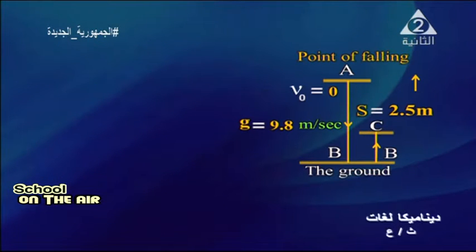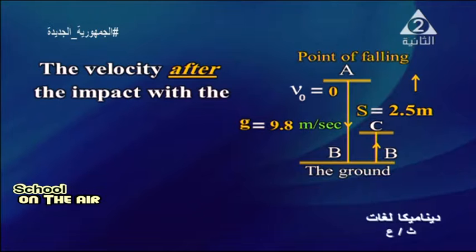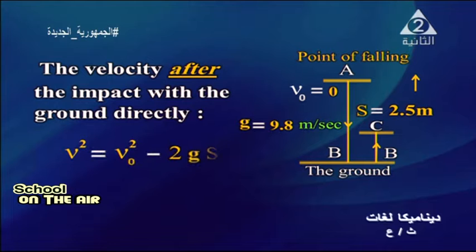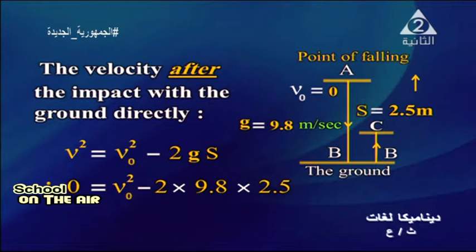Now the velocity after the impact with the ground directly is given from the relation v squared equals v naught squared minus 2gs, because the ball is moving upwards, then the gravity g is negative. At maximum height the velocity equals 0, then 0 equals v naught squared minus 2 times 9.8 times maximum height, which equals 2.5. Then v naught equals 7 meter per second.